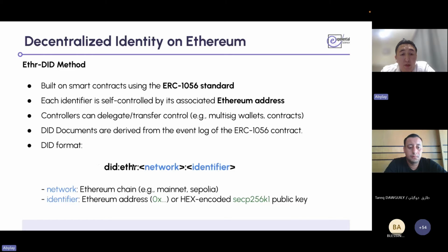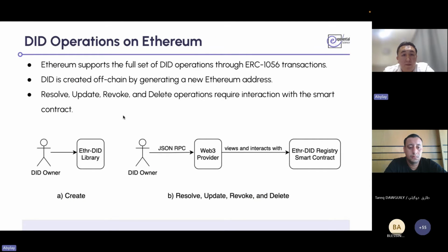So yeah, the format looks like this. Basically, we have DID, ETHR, network, which is like mainnet or testnet names, and identifier, which is basically just an Ethereum address. So it's quite simple and intuitive. Here, as I mentioned, you can create your identifier without interacting with the smart contract, but resolve, update, revoke, delete functions require interaction with the Ethereum smart contract.